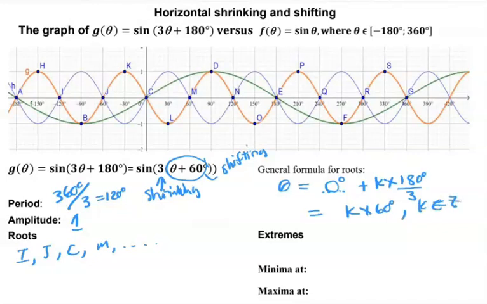We can quickly check it. If k is 0, we get 0. If k is 1, we get 60, 120, 180, 240, all the multiples of 60 degrees, and also for the negative values. The extremes are again y equal to minus 1 and y equal to plus 1.